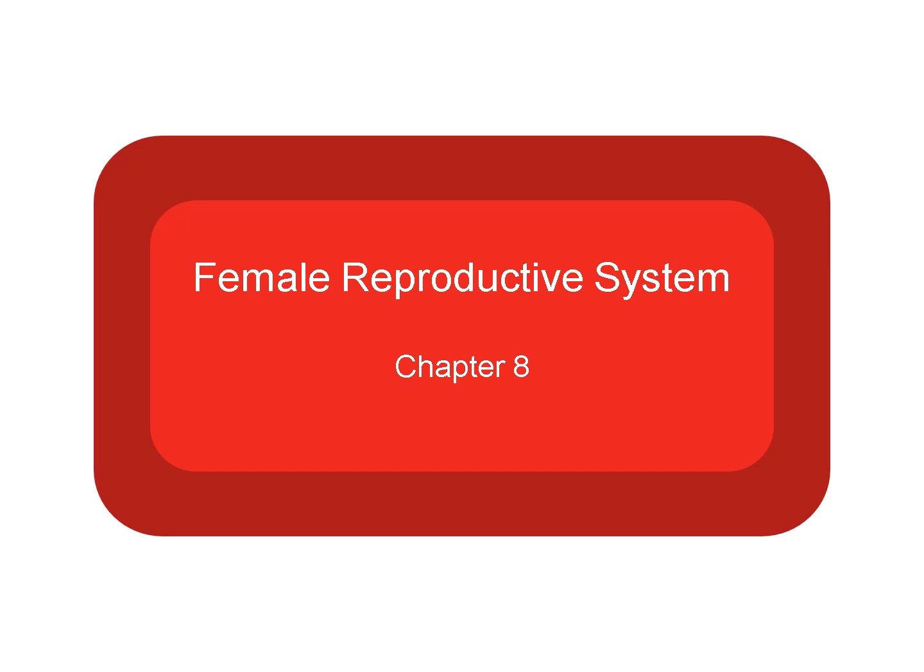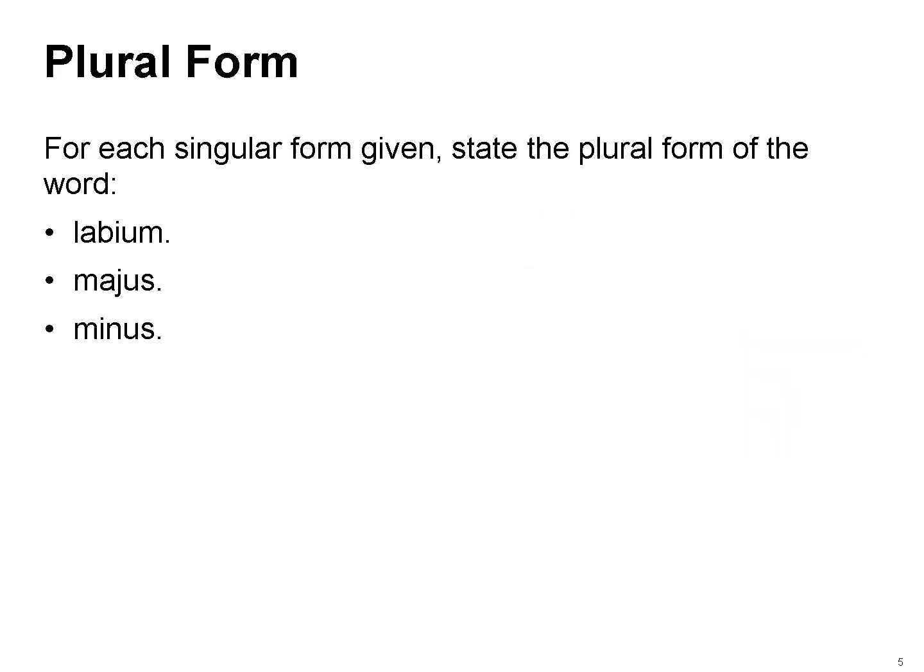Chapter 8, Female Reproductive System. Understanding the singular and plural forms of medical terms is a fundamental skill for students in healthcare. Let's explore some examples to illustrate this concept.